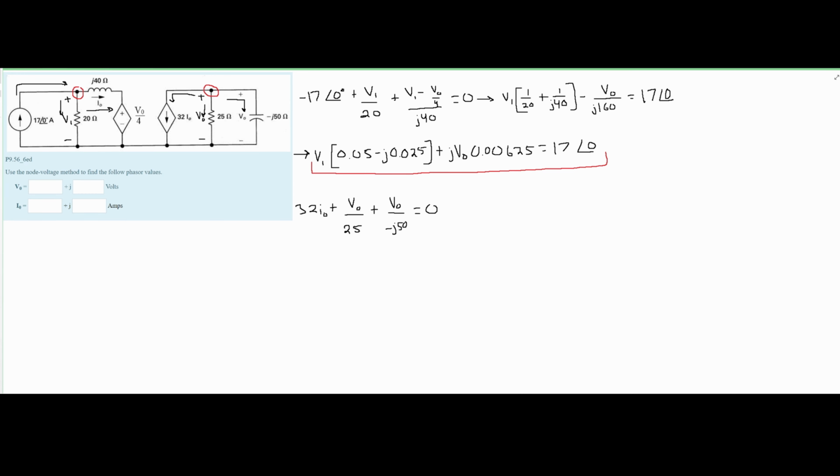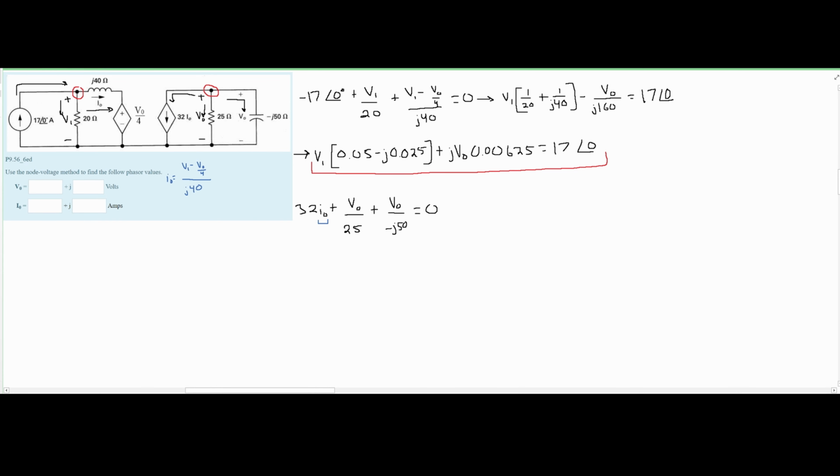We have another unknown, which is this I0 right here. We can find this by setting I0 equal to, and then we're looking at this part, by the way. We're looking at over here to solve for this. And it's equal to the V1 minus the V0 over 4, because this is the current going through it, if we divide it by the impedance. And the impedance is J40. This is going to be our I0.